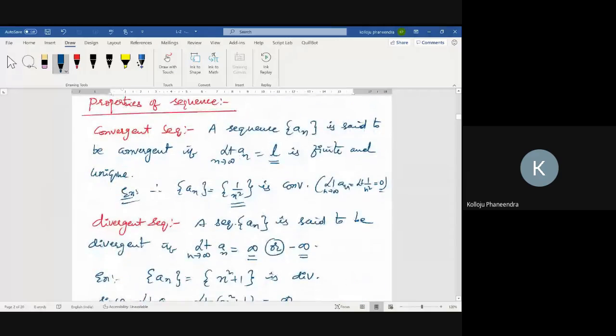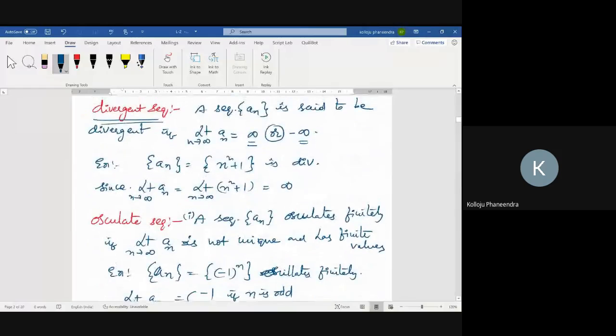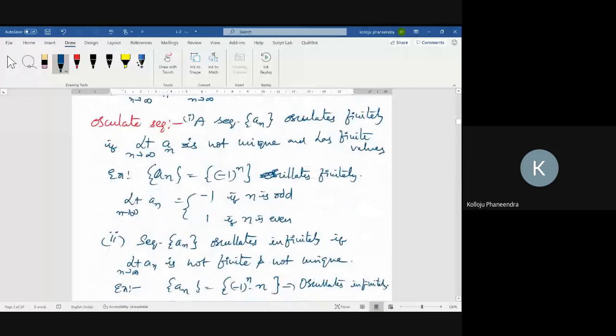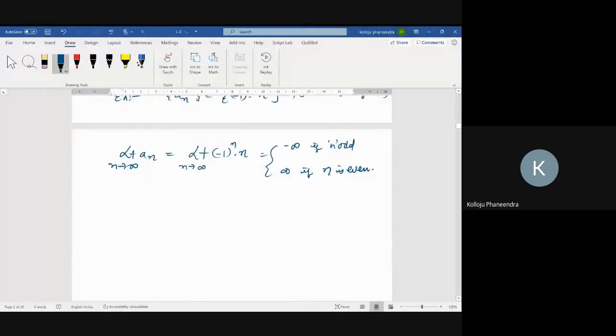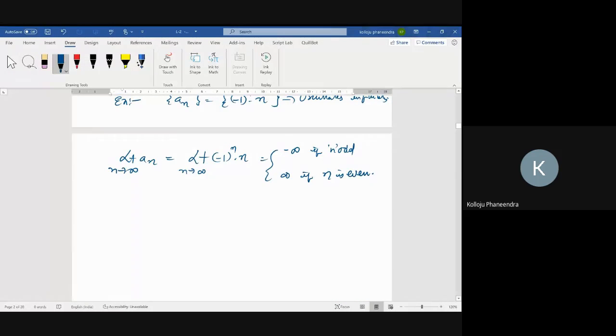These are the properties. One is the convergent sequence: limit value must be unique and finite. Divergent sequence means the limit value is either plus infinity or minus infinity, simply infinite and unique. Oscillate sequence means oscillates finitely, limit is not unique but finite. Oscillates infinitely means limit is not finite, not unique. These are the properties of sequence. Any doubts?